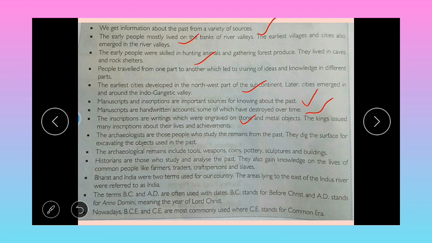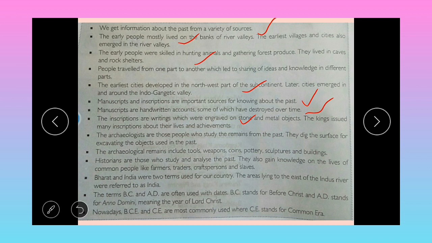All over India, Ashoka had 13 such stone boulders engraved, as instructions to the people. So these are the main sources by which we came to know about the past.